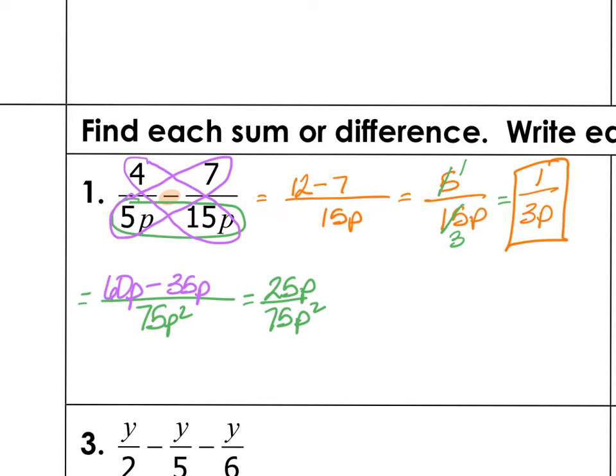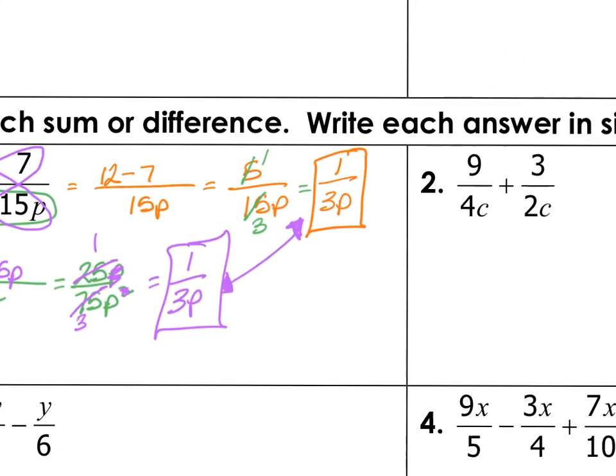Now I'm going to simplify that, okay? So 25 goes into 25 one time and into 75, how many quarters in 75 cents? Well, 3. I have 1 p on top and 2 p's in the denominator. So I get 1 over 3p. Same answer, 2 different ways to get there. I do not care which way you get there. As long as you get to the right answer, does not bother me which way you get there. So I just want to point that out, okay?